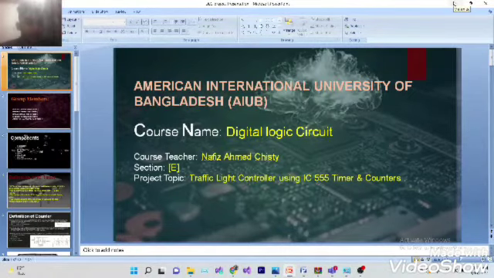My name is Jubair bin Mahmoud Mahim. My presentation topic: traffic light controller using IC 555 timer and the counter. Now I will explain slide number 7.